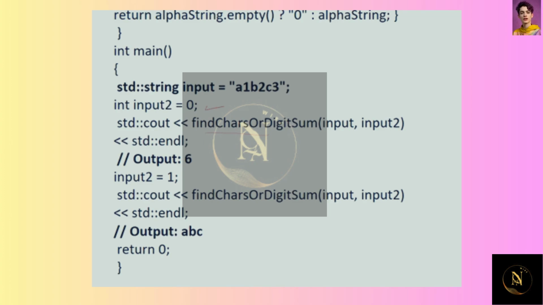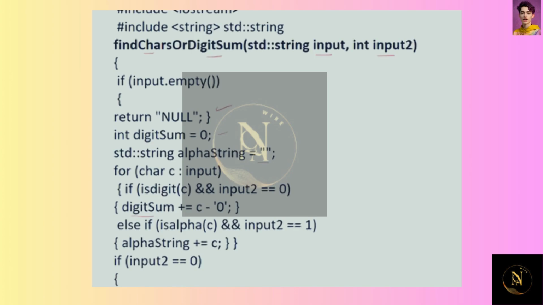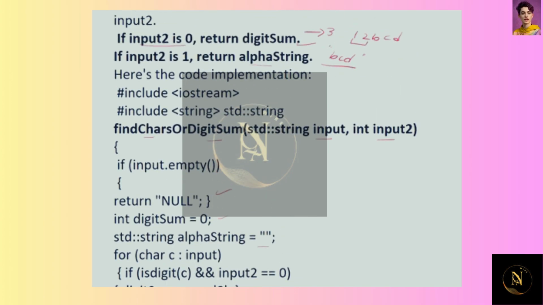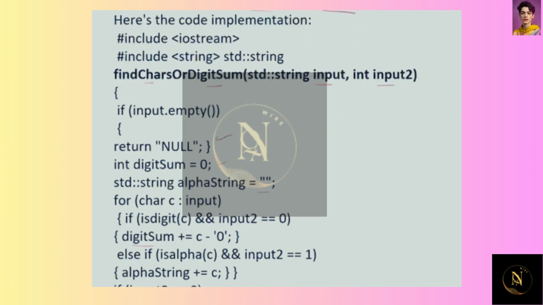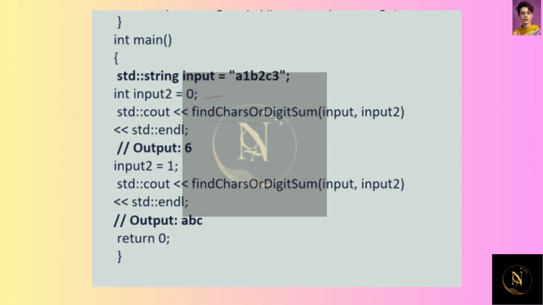If input 2 is 0 and the string has numbers also, what will this program do? It will calculate the sum. According to our program, the string is A1B2C3, so the numbers are 1 plus 2 plus 3. Their sum is equal to 6, so output 6 will be printed.